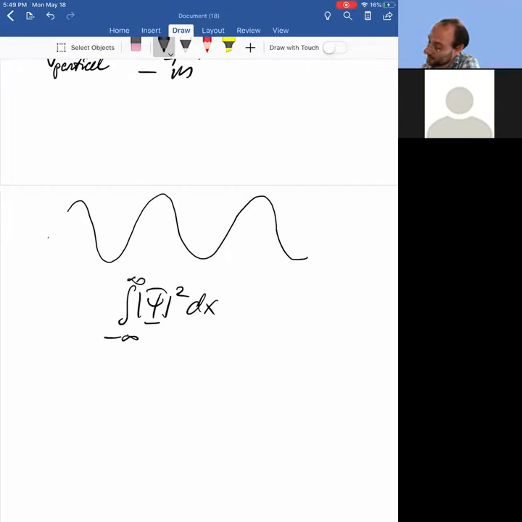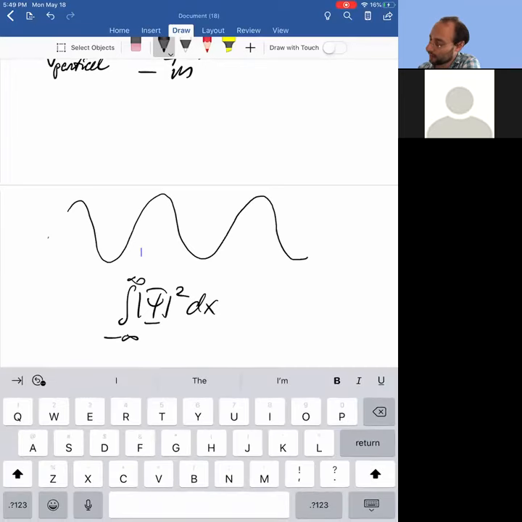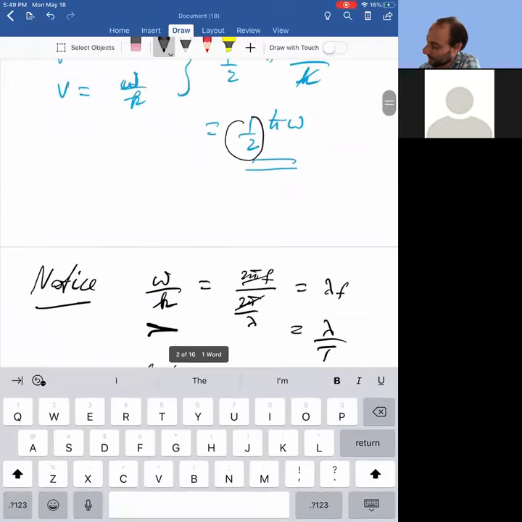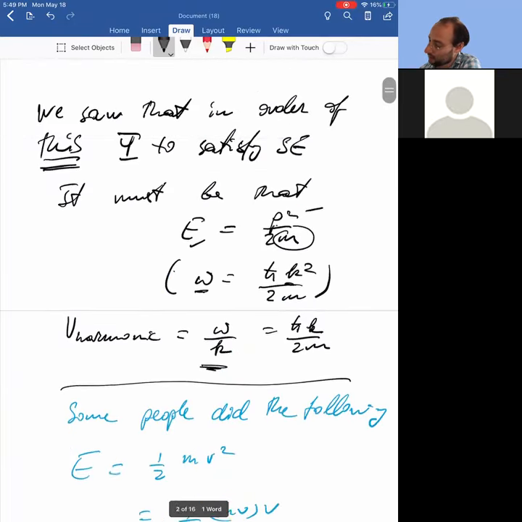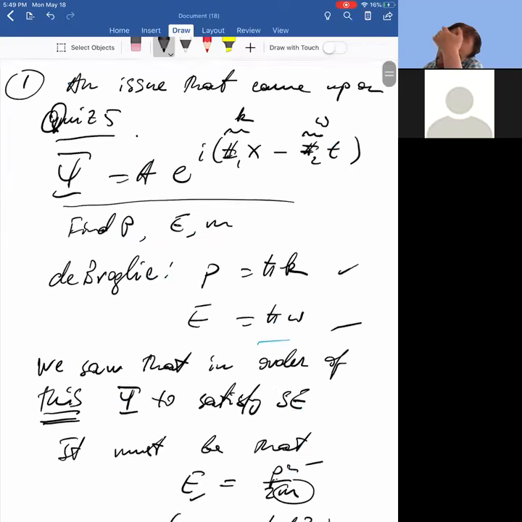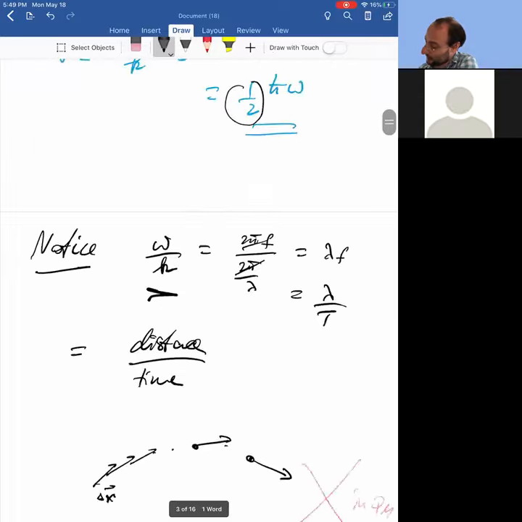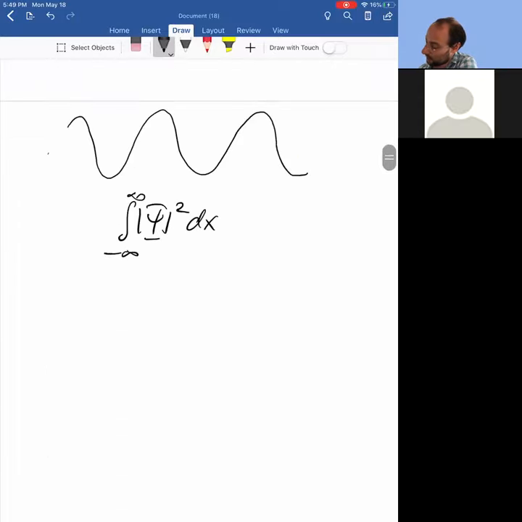What is the amplitude squared of this wave function? I'm having a very difficult day technologically, but if this is the wave function, you see this is the amplitude right here. So amplitude squared is a squared if a is real. The integral from minus infinity to infinity of a squared dx is infinity, unless a is 0. But if a is 0, it means you have no wave function, you have no particle.